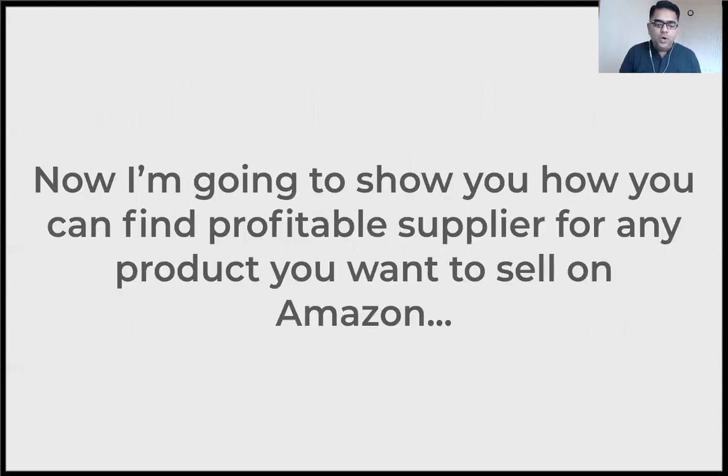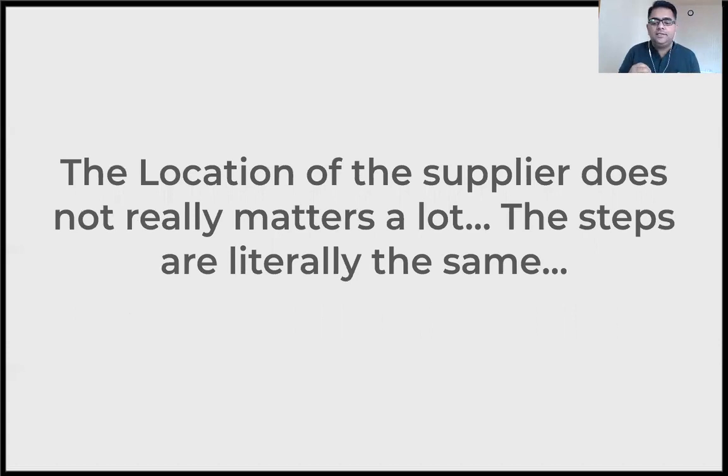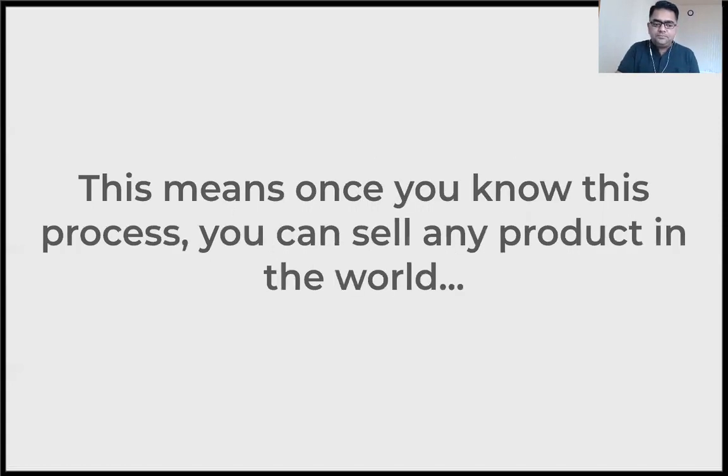Now I'm going to show you how you can find a reliable and profitable supplier for any product that you want to sell on Amazon. Depending on what kind of product you want to sell, your supplier may be located in India, China, or Vietnam, or Bangladesh, or anywhere in the world. That does not matter. The location of the supplier does not really matter a lot. The steps are literally the same. There is no difference in the steps. This means once you know this process, you can sell any product in the world on Amazon India.